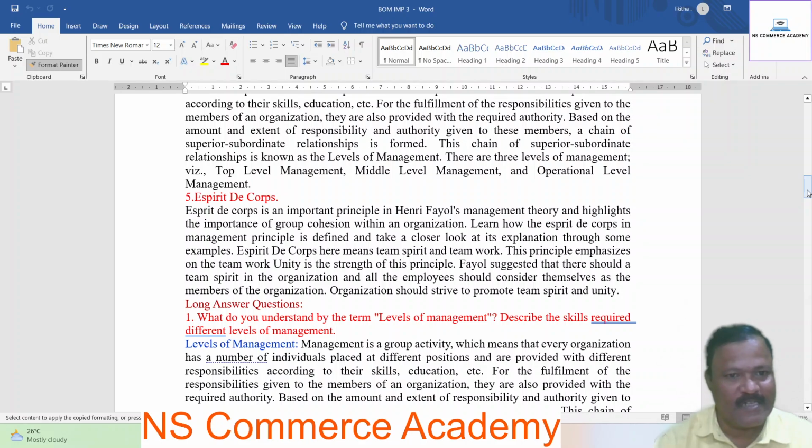This principle emphasizes teamwork. Unity is the strength of the principle. Fayol suggested that there should be team spirit in the organization and all employees should consider themselves as members of the organization. The organization should strive to promote team spirit and unity.